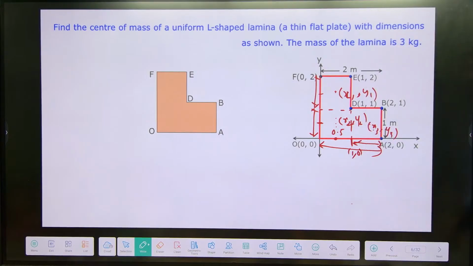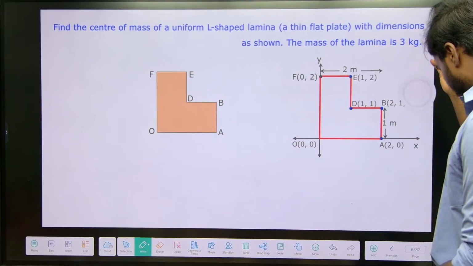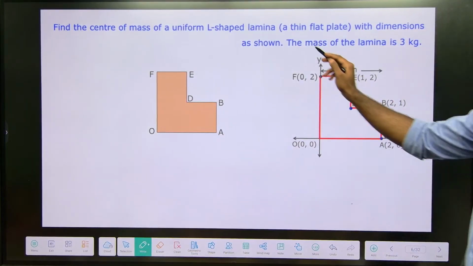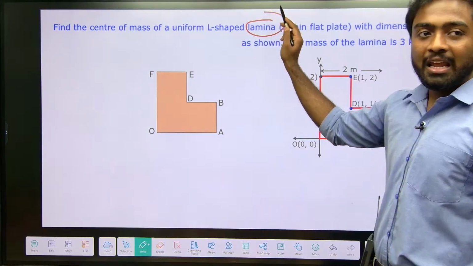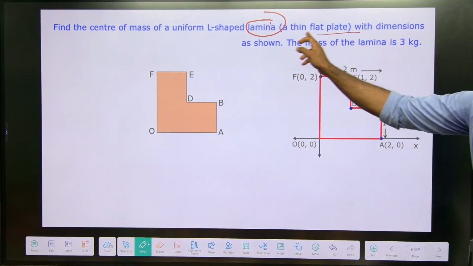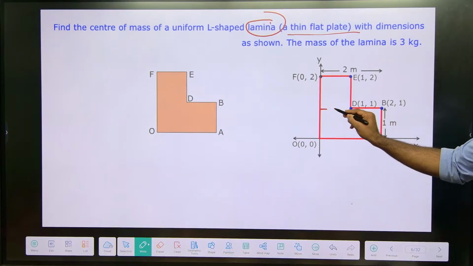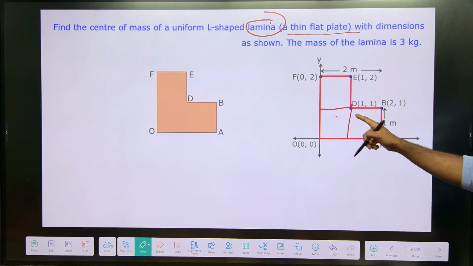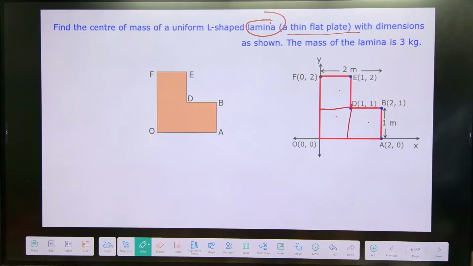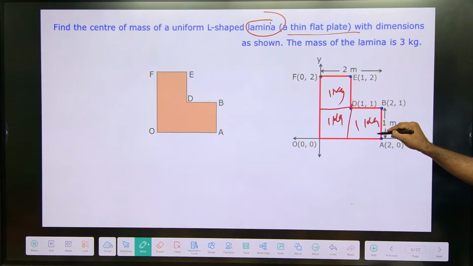What happened? I need to explain this question. In this question they have given a lamina. Lamina means nothing but an equally divided, like a flat plate. Flat plate in the sense that obviously the mass will be the same throughout the points. So I can divide this into three parts, the first part, second part and third part like this, which means 1 kg, 1 kg and 1 kg.